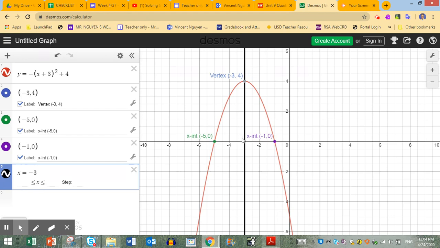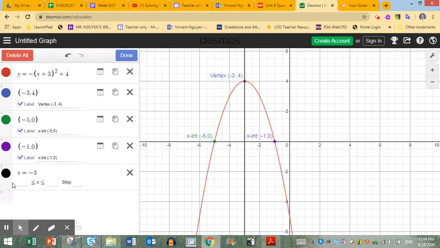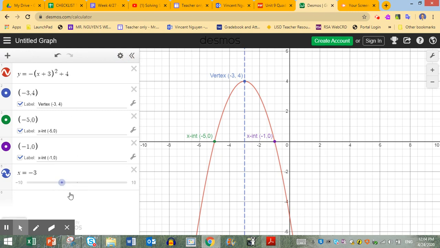Now, this is something that your normal TI graphing calculators cannot do. They cannot graph vertical lines. So this is why using Desmos is a really good option, right? I'm going to go to settings. I like to make my line dotted for the axis of symmetry. And if you want to color it blue, that's fine too. Okay, and then hit done so you can get back to your normal window.